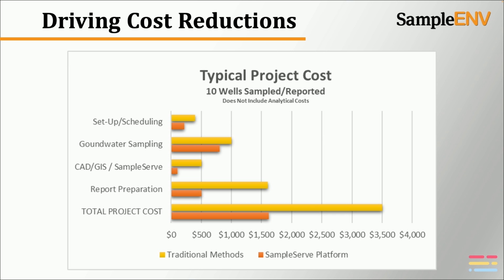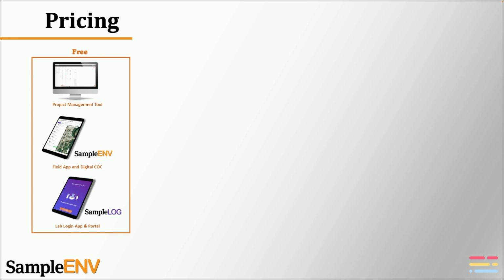Probably the biggest area of savings is in report preparation. Again, we typically save users about 40 to 60% of their time on a typical project, and we have lots of testimonials to prove that. This brings us to our pricing. As mentioned numerous times, the project management tool, the mobile field app, and the lab login app are all free. Again, it's not just a free trial, it's free forever.